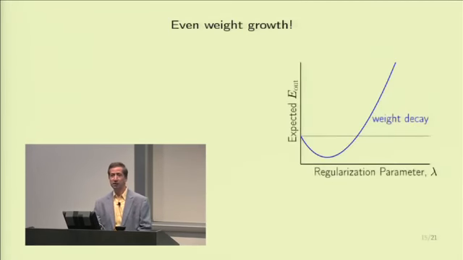Okay, so first let's look at weight decay. Now I'm plotting the performance of weight decay, the expected out of sample error, as a function of the regularization parameter lambda. There is an optimal value for the parameter, like we saw in the example, that gives me the smallest one.